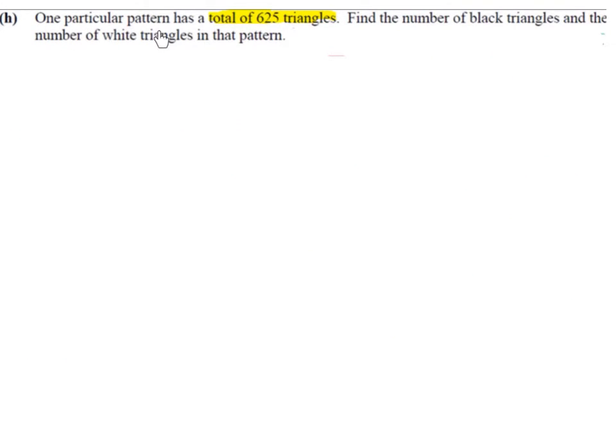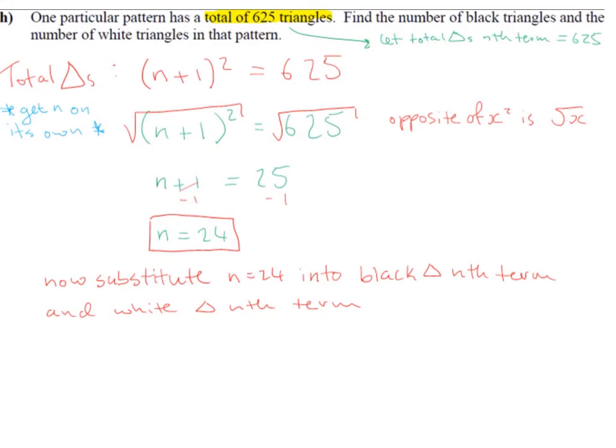H. One particular pattern has a total of 625 triangles. Find the number of black triangles and the number of white triangles in that pattern. So what we have to do is let the total triangles nth term equal 625. So our total triangles formula is n plus 1 squared, and we let that equal 625. And then we just have to solve for n. So we want to get the n on its own.